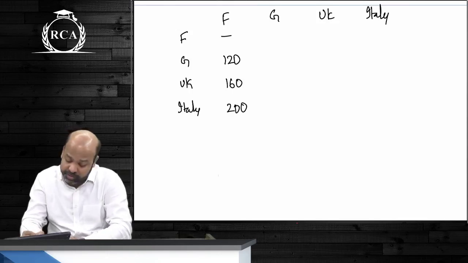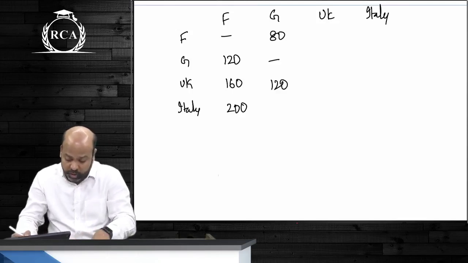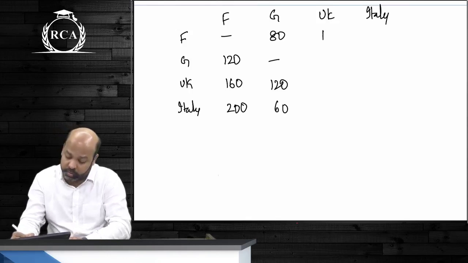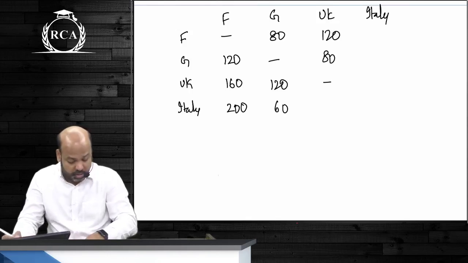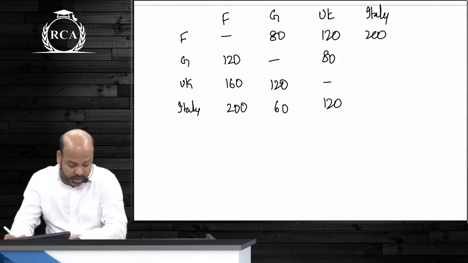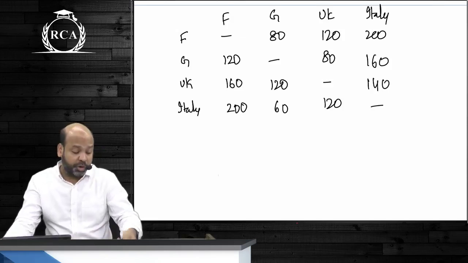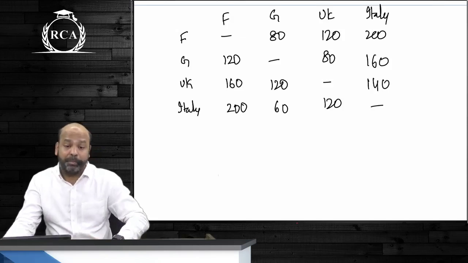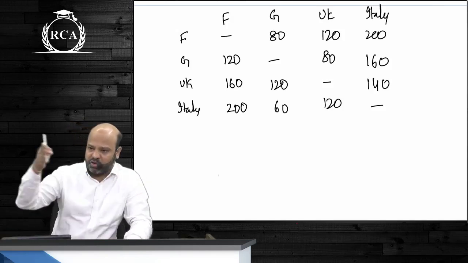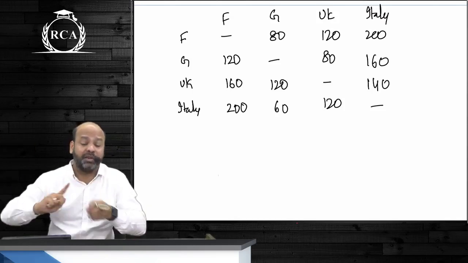Germany has to pay France how much? Germany has to pay UK 120. Germany has to pay Italy 60. UK, 120, 80, 120. Italy, 200, 160, 140. Whenever you do netting, first we do bilateral netting. Bilateral netting means what, guys? UK has to pay Germany, Germany has to pay UK. Instead of exchanging the entire amount, can we net off the amounts?